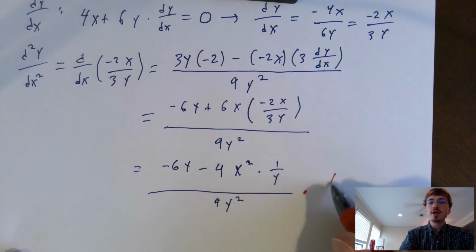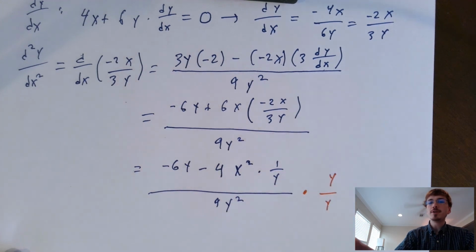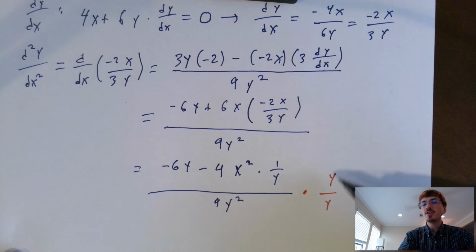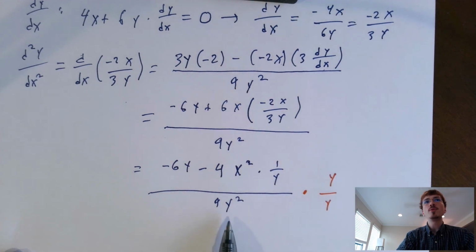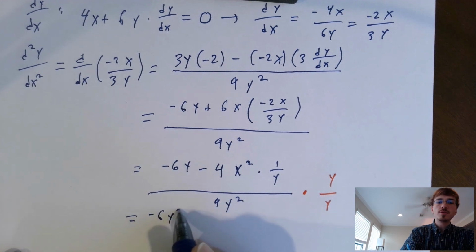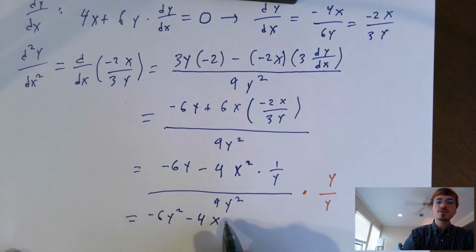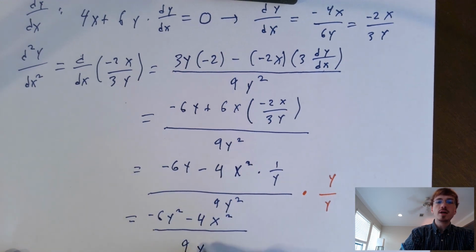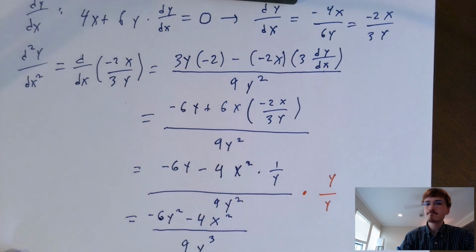multiply by our favorite one, y divided by y. Yeah? And we're not going to introduce any new division by 0 because we already have to throw away division by 0 whenever y is 0, right? So let's multiply by y over y and see what happens. We get negative 6y squared minus 4x squared divided by 9y cubed. And that doesn't look helpful, does it?